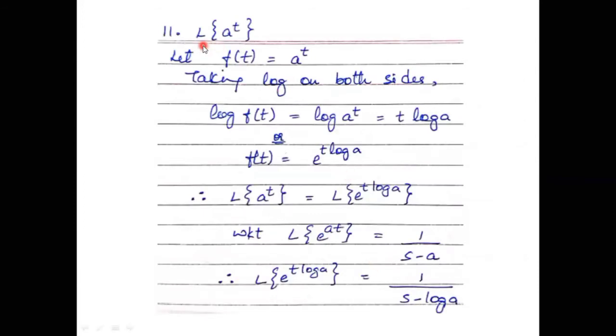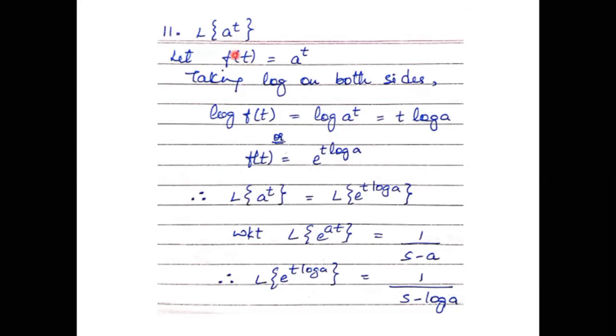See here, L of A power t. We don't have any formula for this A power t, constant power t. But I can write this A power t in exponential form. How is that? I can write this as e power log A power t. I'll just show how I can write that as e power log A power t.